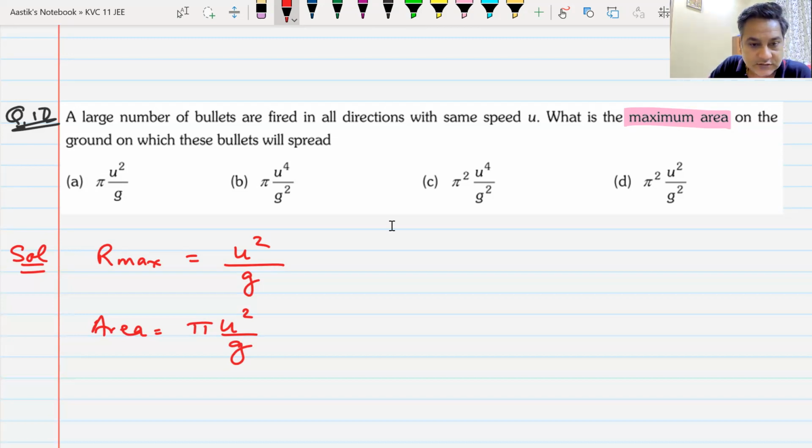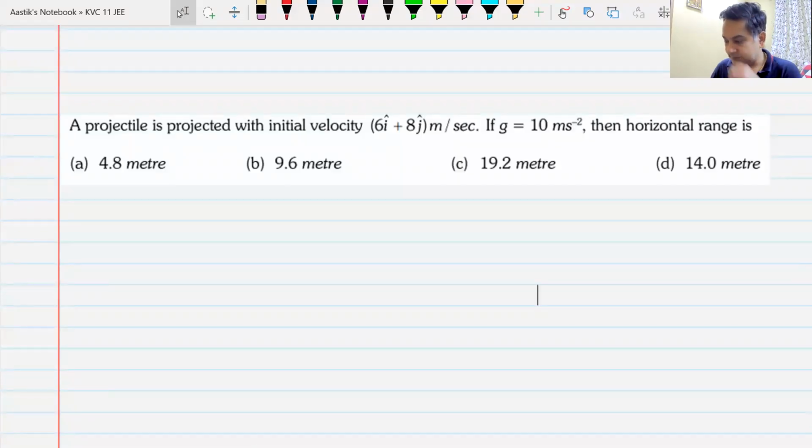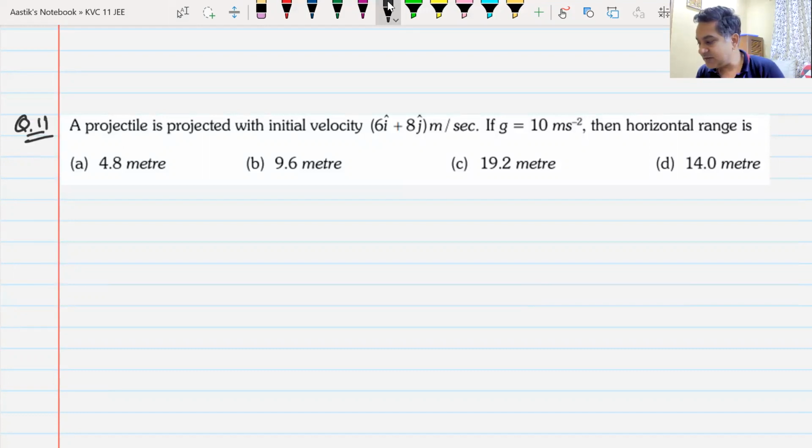Here comes the next one. Do it fast. Next one comes on your screen now. A particle is projected with an initial velocity of 6i and 8j. G is 10 meter per second square. What is the horizontal range of the particle?